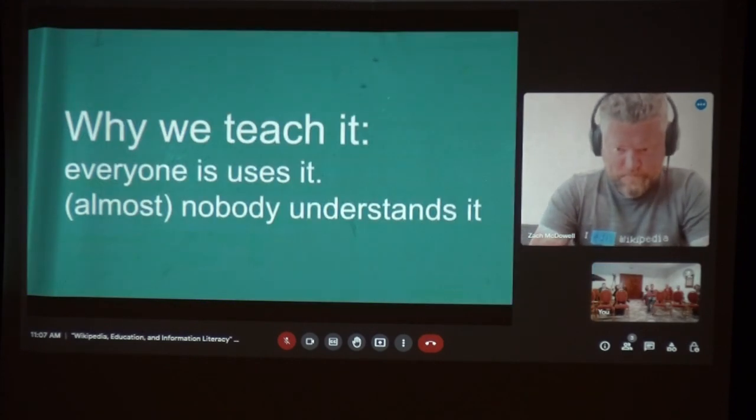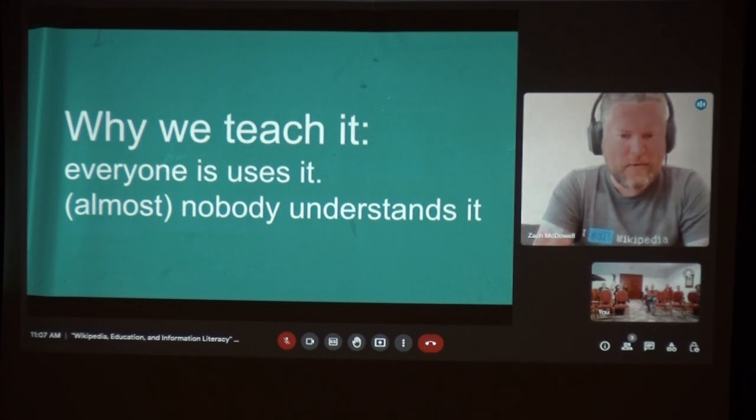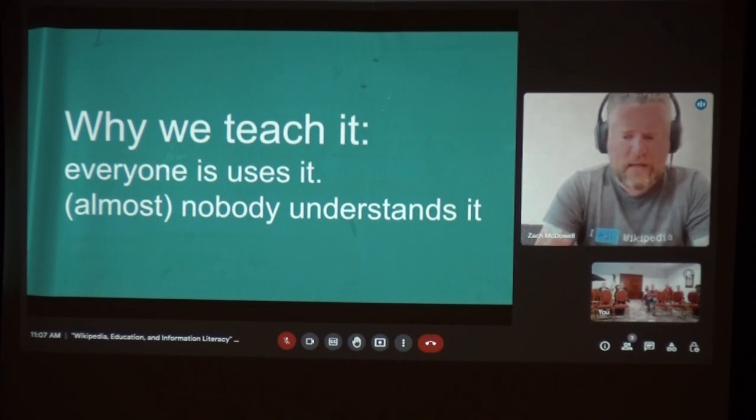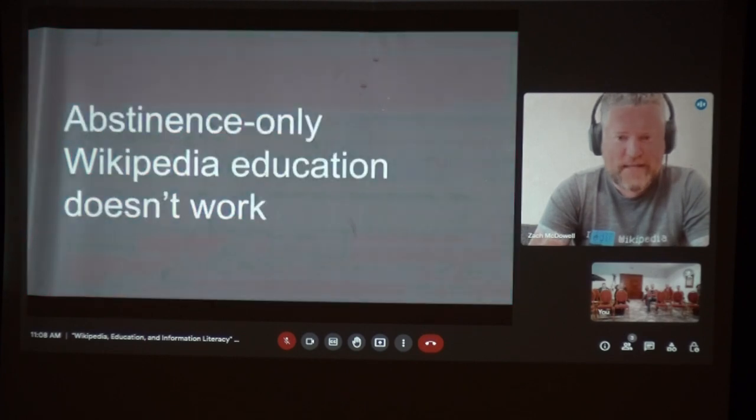but I also think it's on Wiki. So why do we use Wikipedia in the classroom? We teach it because everyone uses it, and as you are well aware, almost no one understands it outside of the community, and really even only a small fraction of the community participates on a lot of different levels. And the real reason is, and I don't know if this joke works here in Europe as well as it does in the United States, but I like to say that abstinence-only Wikipedia education doesn't work.